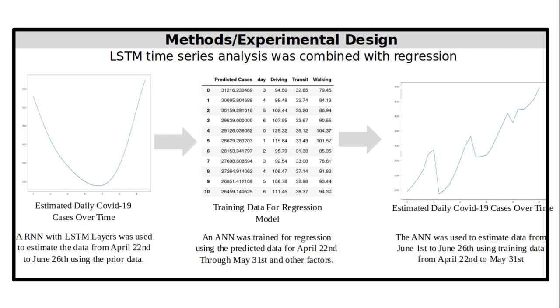The output of these predictions from April 22nd to May 31st was combined with data representing the day of the week as an integer and data from the Apple Mobility Index. This data was then used to train the regression model. The regression model was then given data representative of the month of June to predict.